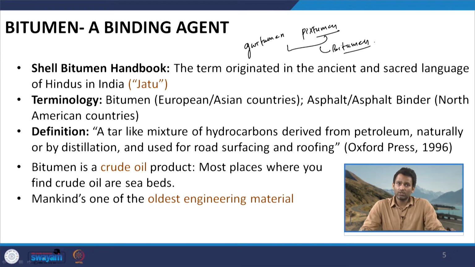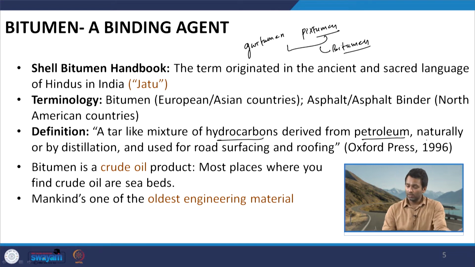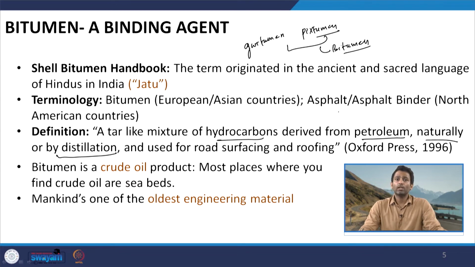This particular definition seems very interesting because it tells us various aspects about bitumen. It tells us that bitumen chemically is a hydrocarbon. It also tells us about the origin of bitumen, which is petroleum, and it can exist in natural form or can be obtained from distillation, and it also indicates that bitumen is typically used for road surfacing or for roofing application. Whatever the definition may be, bitumen is basically a crude oil product which is obtained from petroleum.